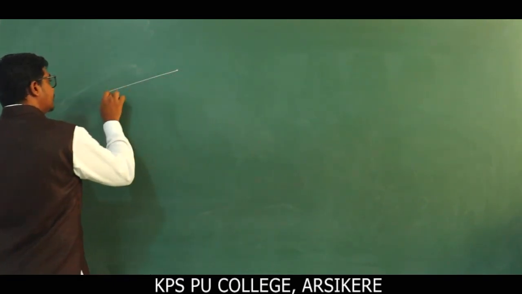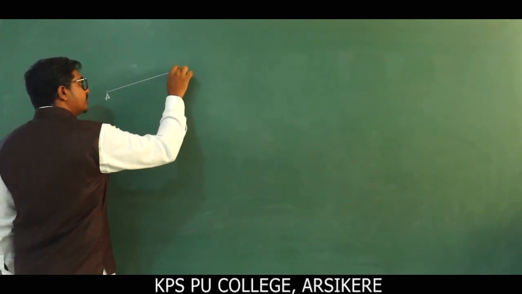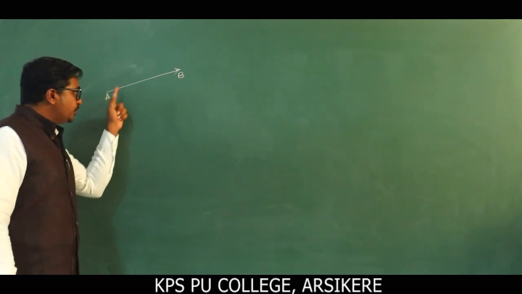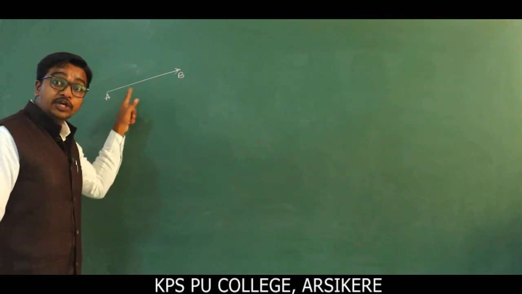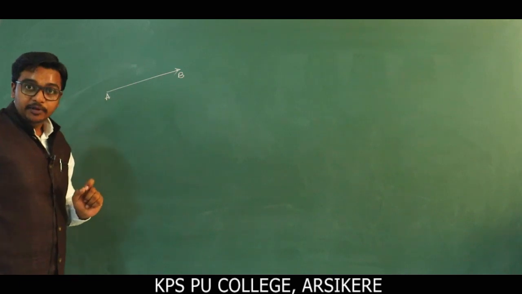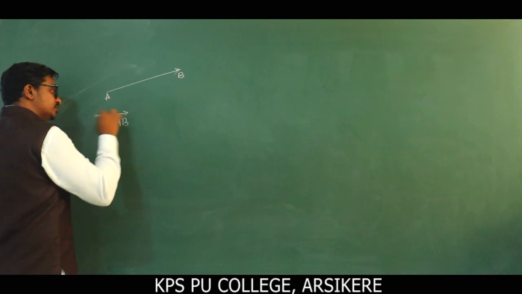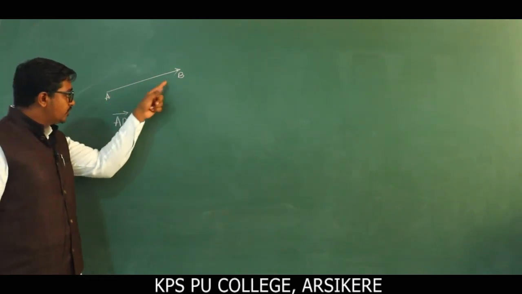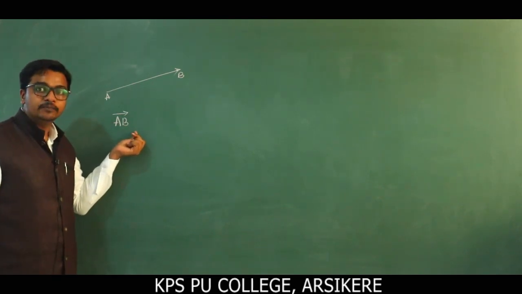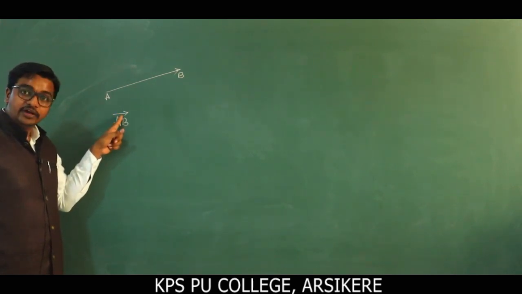So this is the line segment. This is the point A, this is the point B. For direction, we have to represent an arrow mark. It is directed from A to B. So this is called vector AB. This is the notation, denoted by vector AB, where A is the initial point and B is called the terminal point. The arrow mark should be put on top. This is the representation of vector AB.